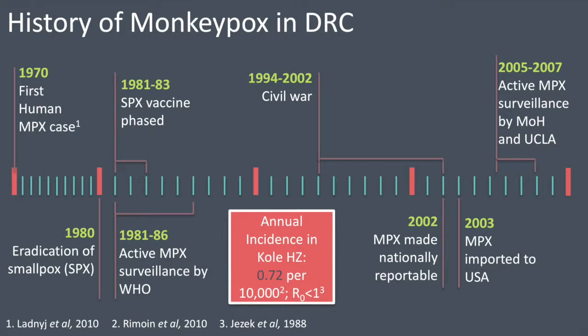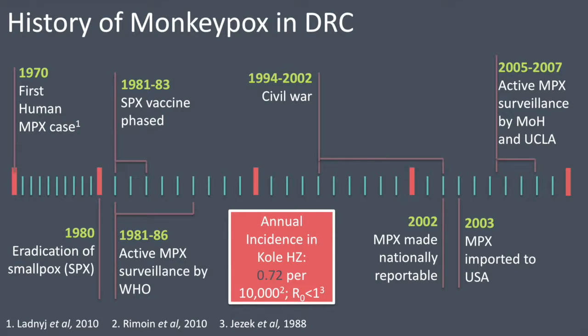And at the end of that surveillance period, they concluded annual incidence was pretty low at 0.72 per 10,000 population, with a reproductive number of significantly less than 1, which means it doesn't have epidemic potential. And so they kind of forgot about it for a while. Throughout the late 80s and 1990s, you didn't see many cases, only a few here and there. But that wasn't helped by the civil war that ravaged the country and really hindered efforts of surveillance for many diseases, not just this one. But towards the end of that, they did see case incidence rising.